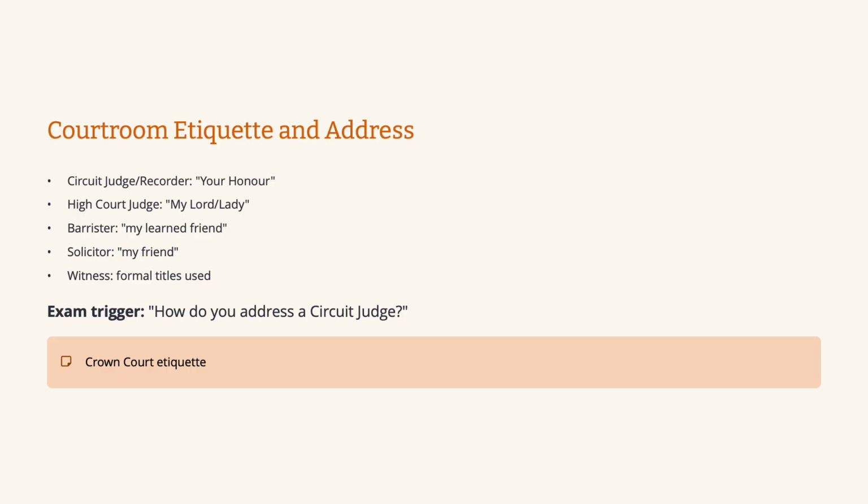When addressing witnesses, use formal titles: Mr. Smith, Miss Johns, Dr. Patel. So avoid first names unless the witness is a child. In the exam, they can ask you a question: how do you address a circuit judge? Of course, that's Your Honor.